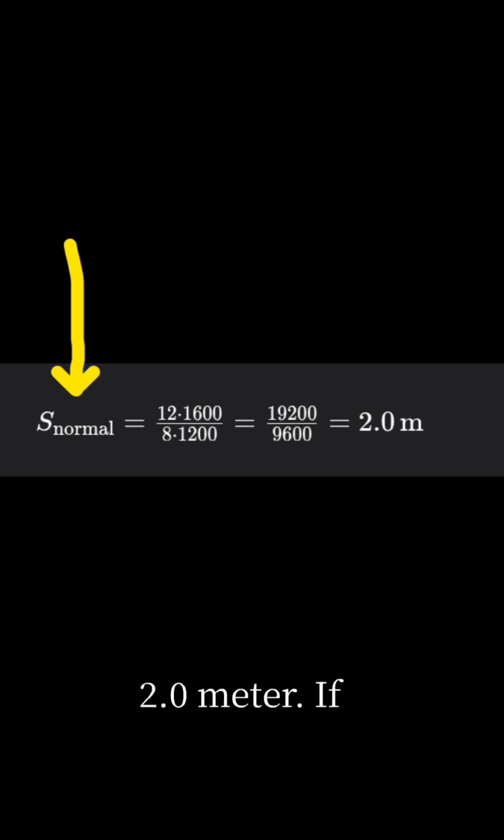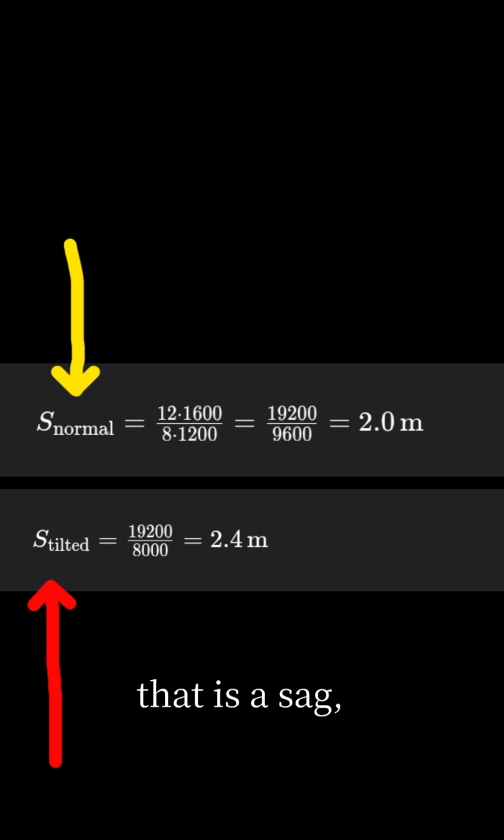equals 2.0 meter. If tension reduces to 1000 Newton, which is because of the tilted side, then the tilted sag equals 12 into 1600 by 8 into 1000, which is 19200 by 8000, equals 2.4 meter. This 40 centimeter of extra sag may break the clearance limits, and the norm is 5.5 meter. So it also needs to be fixed very immediately.